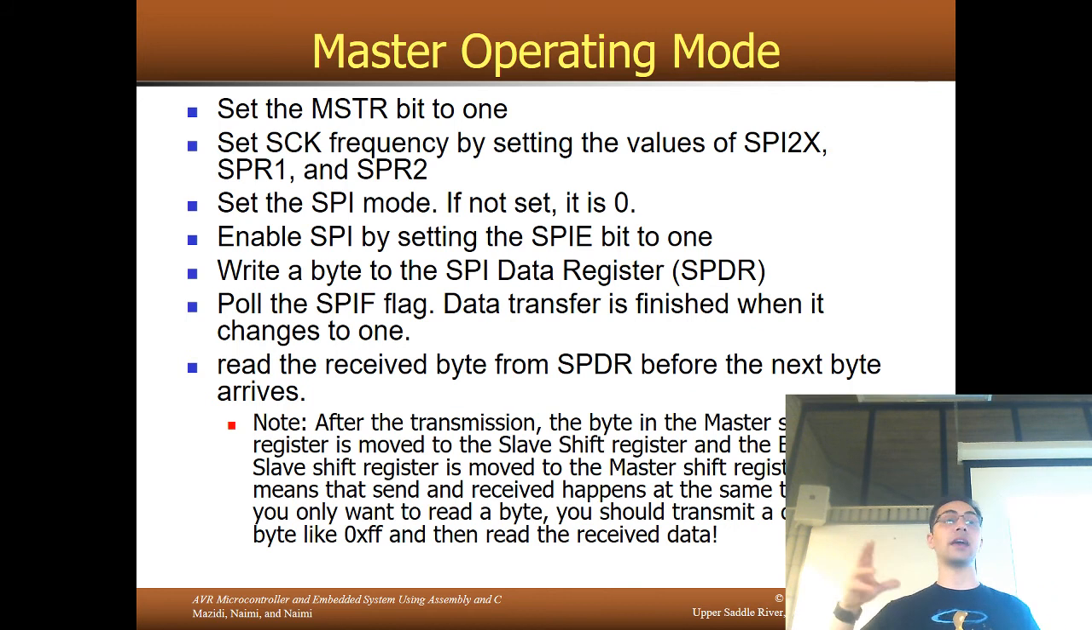So if it can only handle, say, 2 megahertz SPI, and you're running at 16 megahertz, you need to divide by at least 8 in order for the peripheral to successfully hear you. Otherwise, you'll be talking too fast for the peripheral to deal with you. Set the mode. By default, the mode is 0. So that may work for your peripheral.